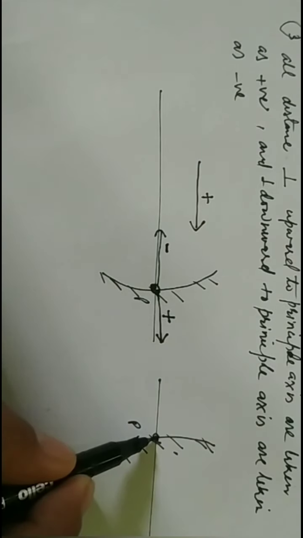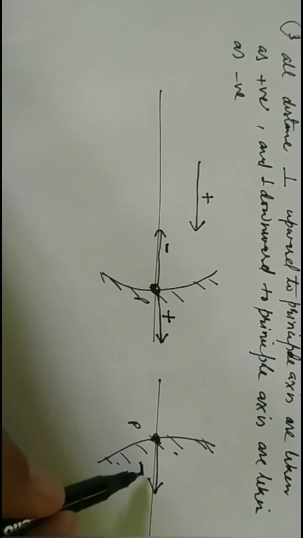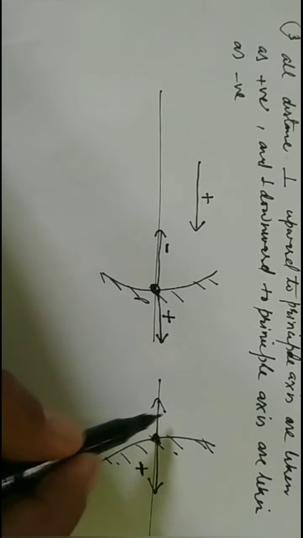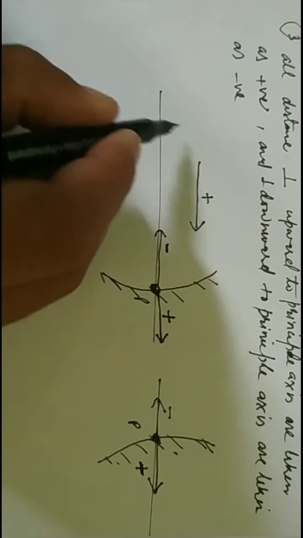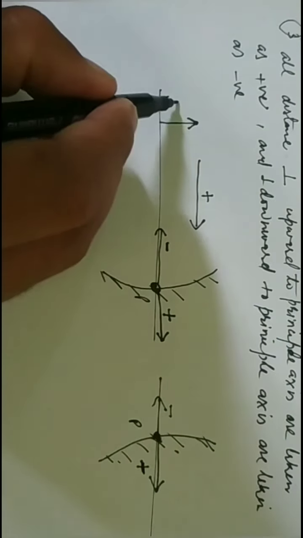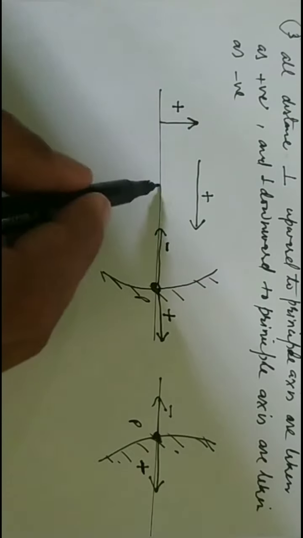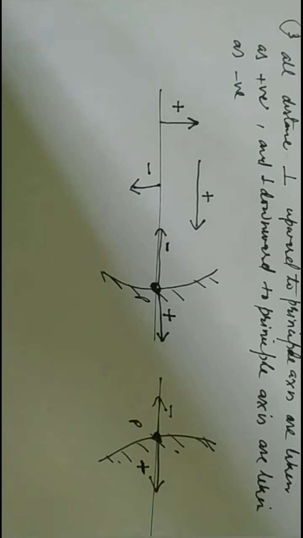Similarly, at this point, if you start your journey from P and you want to measure the distance, and you are moving from P in this direction, then it is taken as positive, and when you are moving opposite to the direction of incidence, then it is negative. Third, if you are measuring a distance perpendicularly upward to the principal axis, then this distance is taken as positive. When you are measuring a perpendicular distance in a downward direction, then it is taken as negative. So this is all about sign conventions.